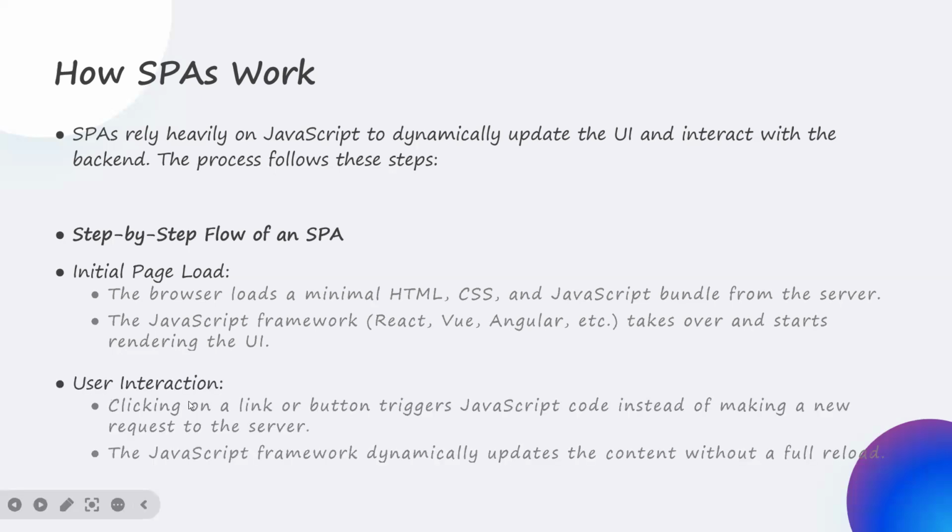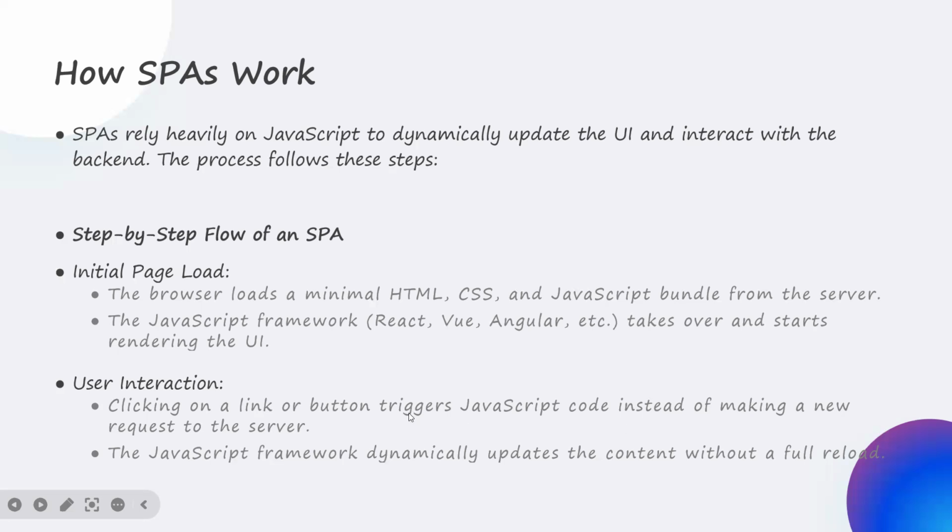User interaction: clicking on a link or button triggers JavaScript code instead of making a new request to the server. So this is client side. Everything now is client side. You don't need to go to the server anymore. If you click on a button, React will handle that on the client side, not on the server side. So we no longer go to the server anymore. The JavaScript framework dynamically updates the content without a full reload. Okay, so that's how it works.